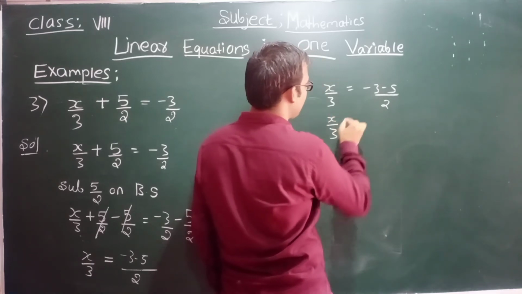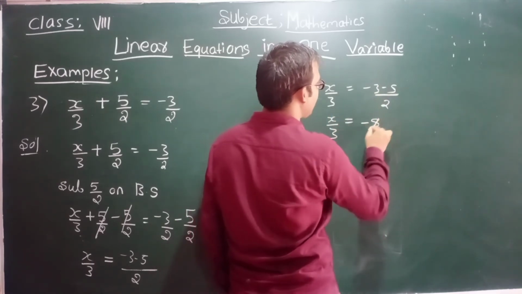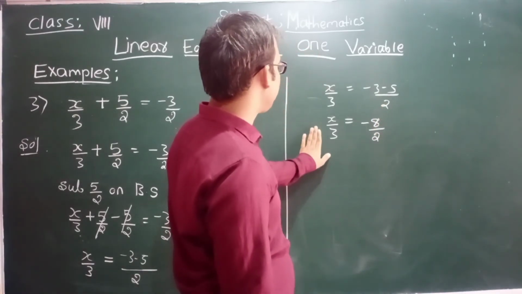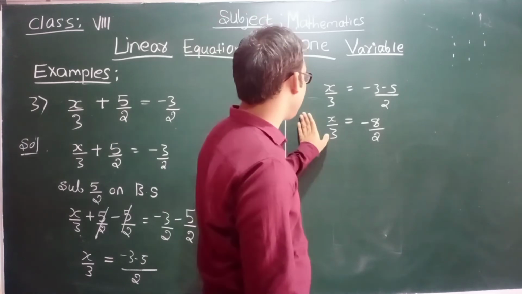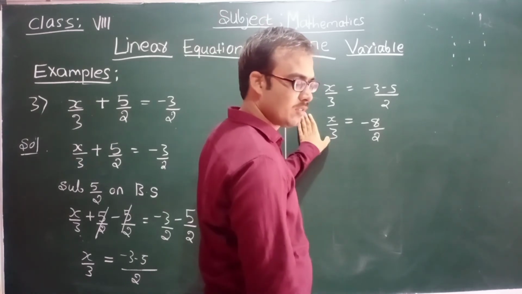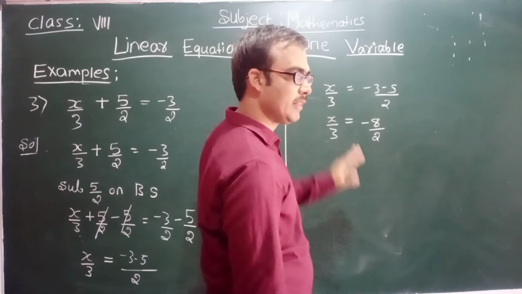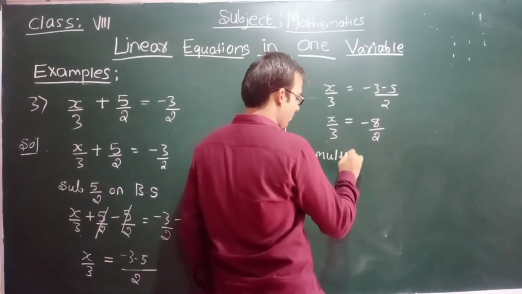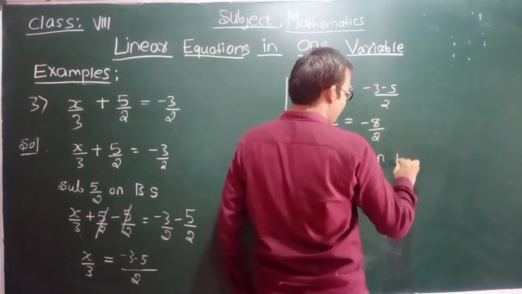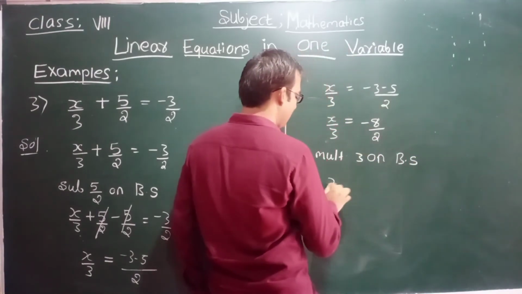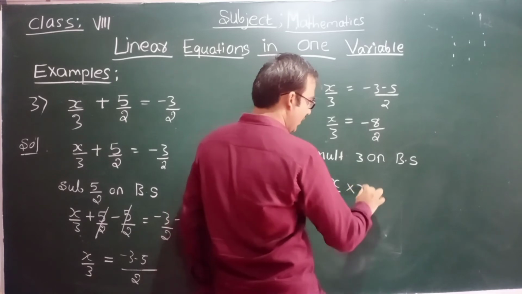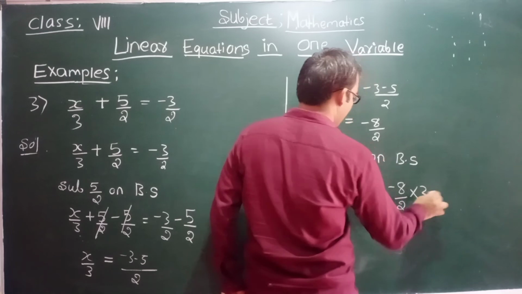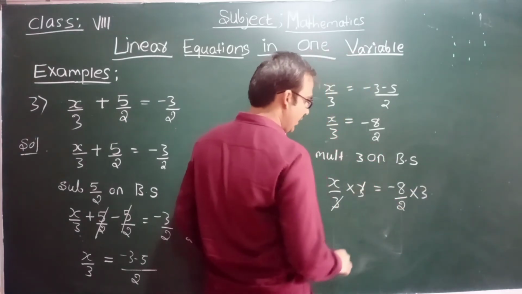Now x by 3 is equal to minus 3 minus 5, which is minus 8 by 2. So x by 3 equals minus 8 by 2. Here it is in division. So what do we need to do? We need to multiply by 3 so that it can get removed. So multiply 3 on both sides. That is x by 3 into 3, and minus 8 by 2 into 3. So this 3 gets cancelled.